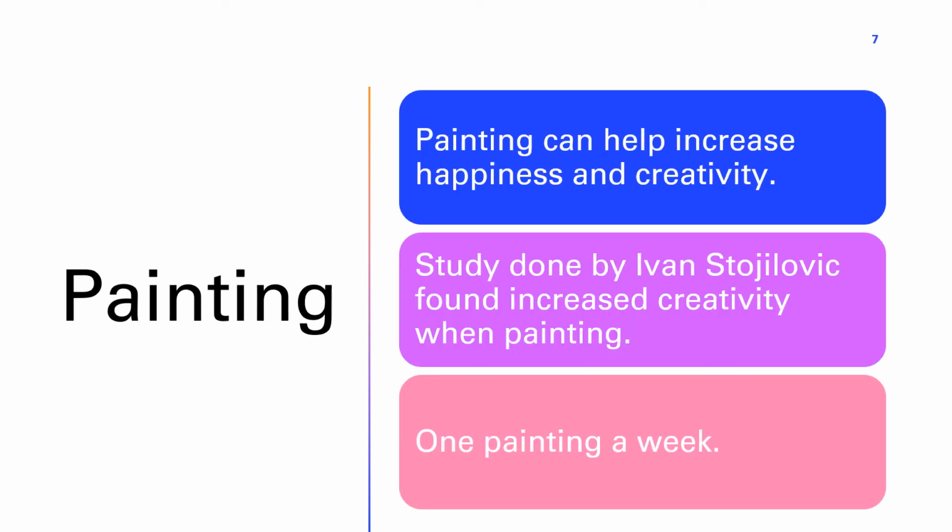Now, painting can help increase creativity and happiness in our daily lives. It promotes more open and flowing thinking and increases happiness in communities, as suggested by Ivan Stoljelovic in his study. I suggest painting at least once a week as a reflection on the week to help implement these changes.